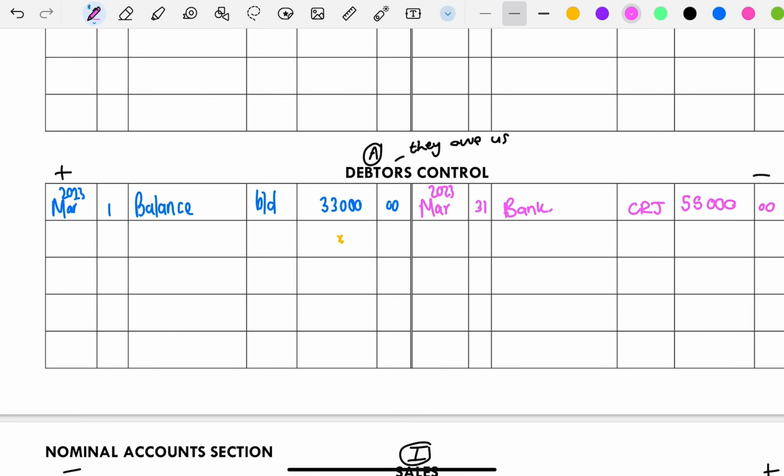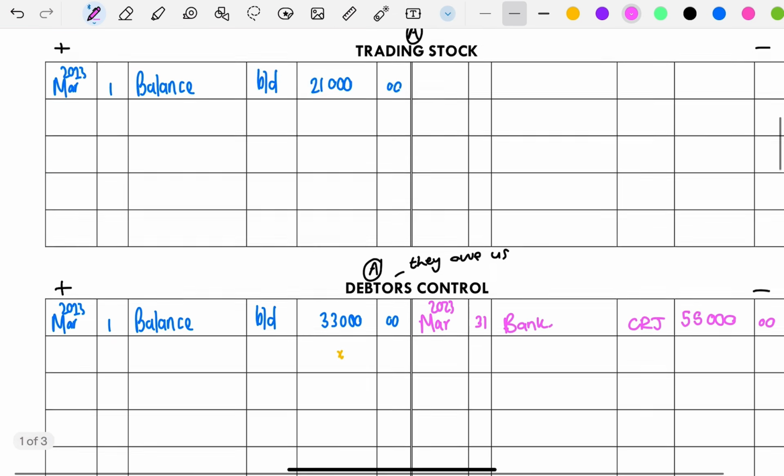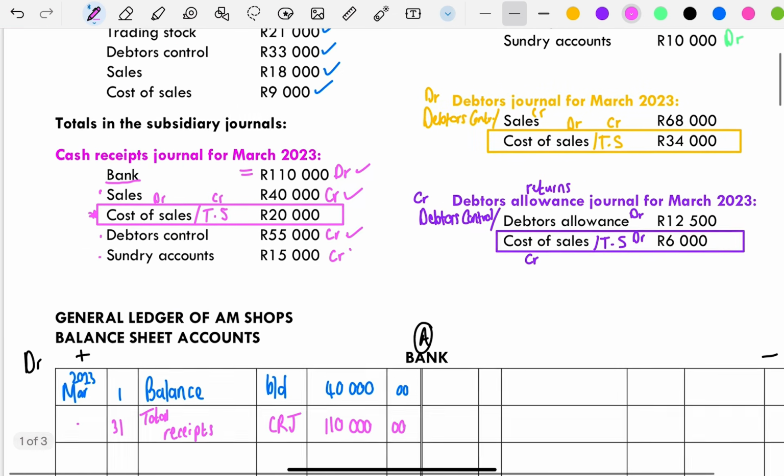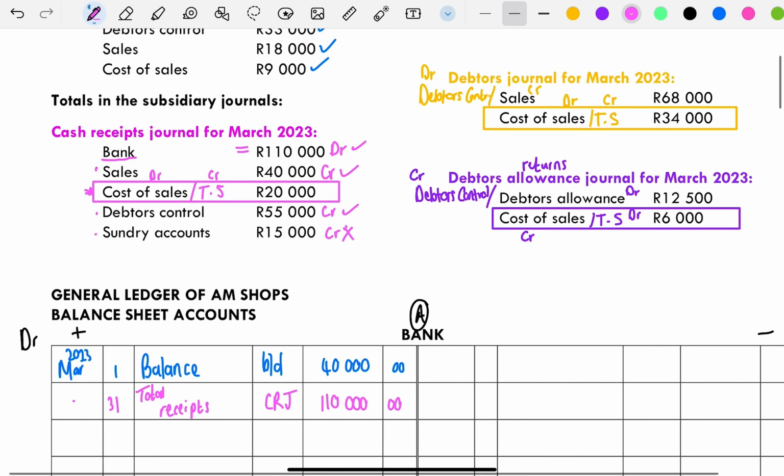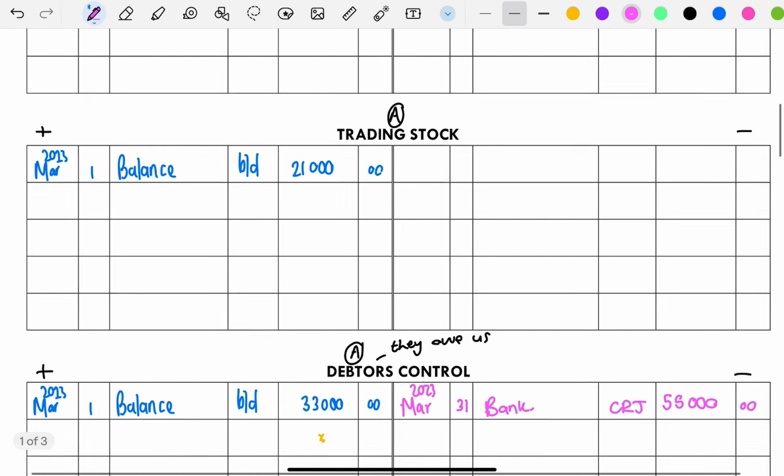Right, so as you can see in bank, we write total receipts. In the others, we write bank. Right, sundry accounts we don't have to do because they didn't give us more details. If they did, we would simply treat it the same as we've done with everything else. Okay, then cost of sales. Cost of sales needs to be debited and trading stock needs to be credited with 20.